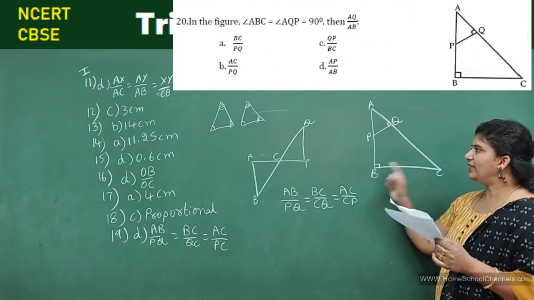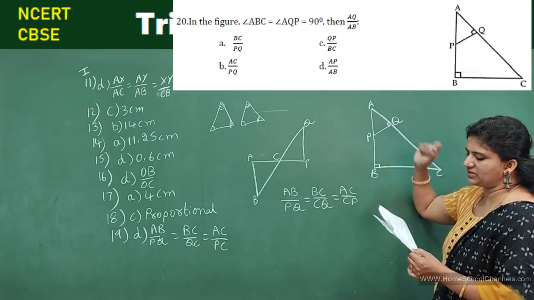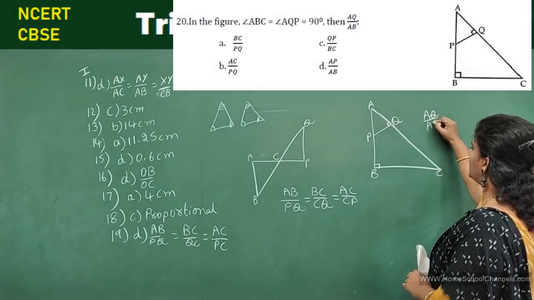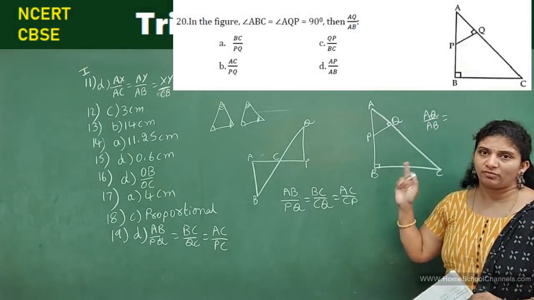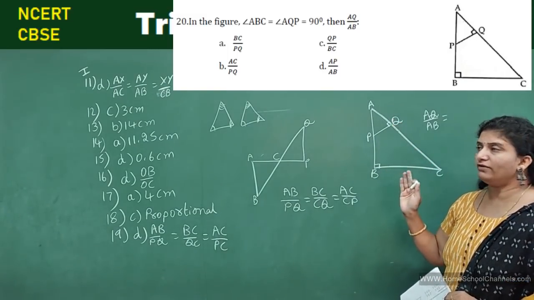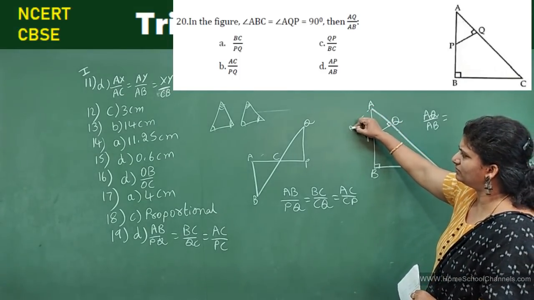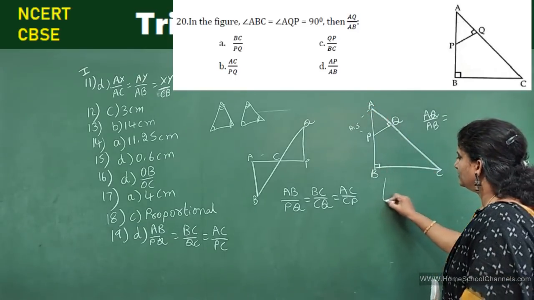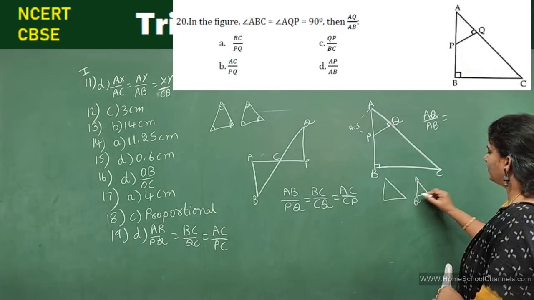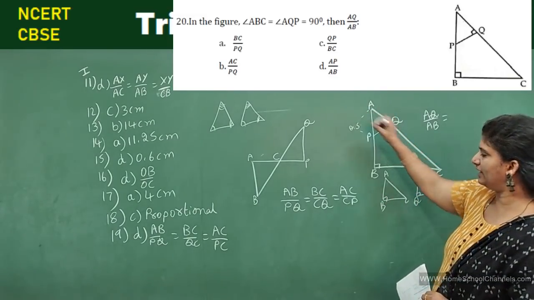20th one, in the figure, angle ABC is equal to angle AQB is equal to 90 degrees. Then what is AQ by AB equal to? A similar type of problem we have done. Suppose if these two angles are equal, so how to do? Lift this Q and put it here. Just imagine, so this triangle AQP, compare this big triangle ABC and the small triangle.